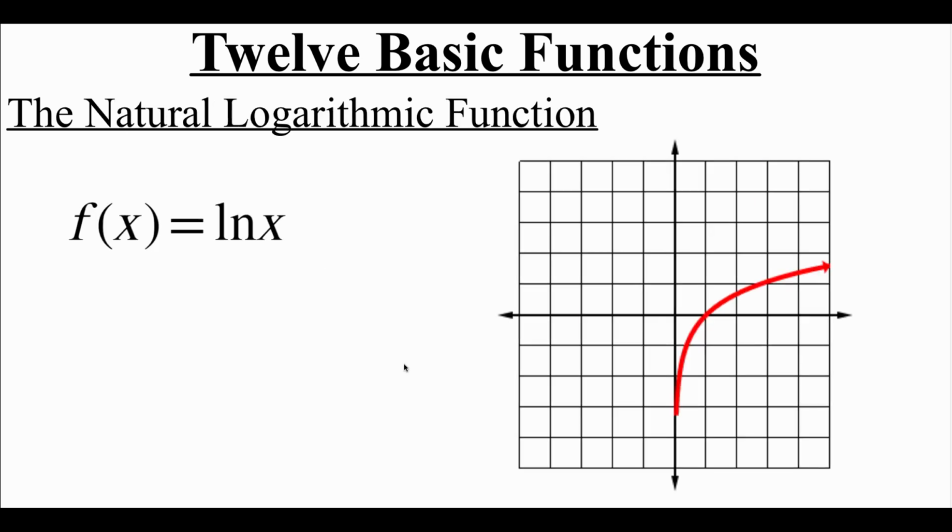Our next function is the natural logarithmic function. So here we've got f of x equals the natural log of x, written as ln of x. As we look at the graph, there's nothing happening on the left-hand side of our graph, because a lot like square roots, we can't evaluate logarithms of negative numbers.